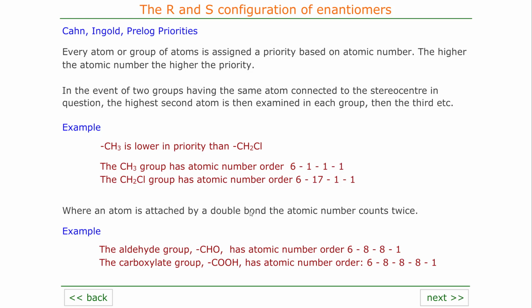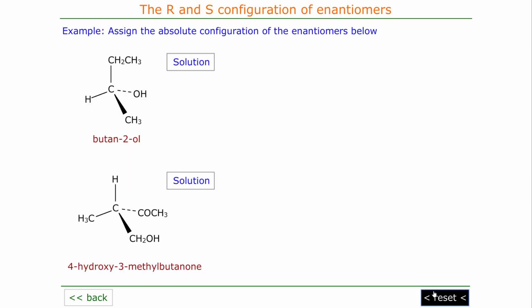If we have double bonds involved, then we can count the atomic number twice. So an aldehyde group, CHO, is effectively C, which is 6, attached to O twice, which is 8, 8. So the priorities of the aldehyde group are 6, 8, 8, 1. The carboxylate group is 6, 8, 8, 8. So the carboxylate group takes priority over the CHO group.